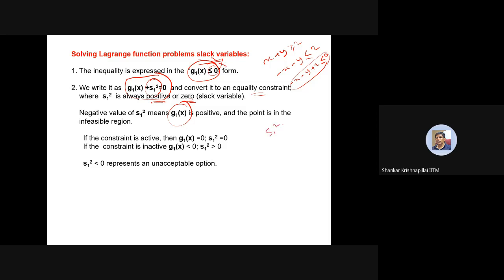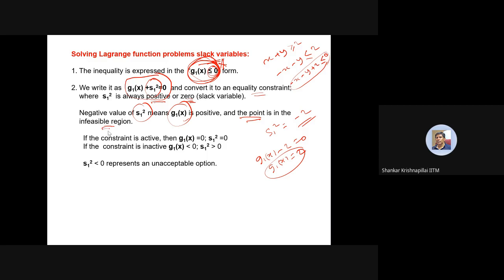Suppose s1 squared is equal to minus 2. That itself is wrong, because the square of a number cannot be equal to minus 2. But then g1(x) minus 2 is equal to 0, so g1(x) is equal to 2. That means it is violating the constraint, because g1(x) has to be less than or equal to 0. So the negative value of s1 squared means g1(x) is positive and the point is in the infeasible region. So that is one switching condition.